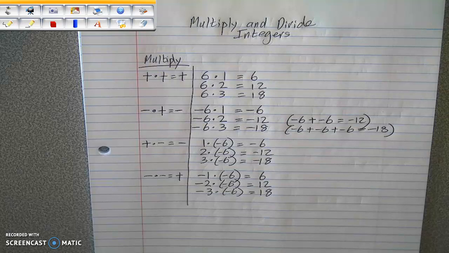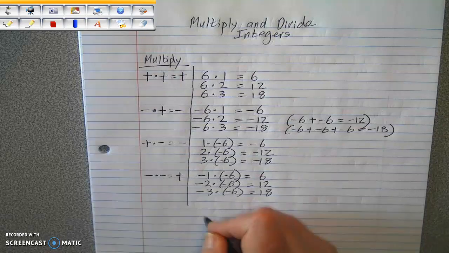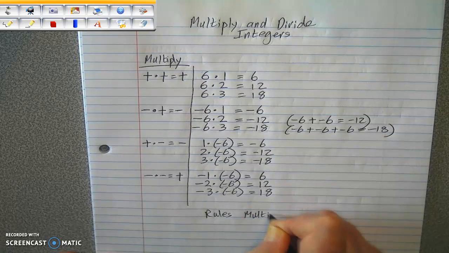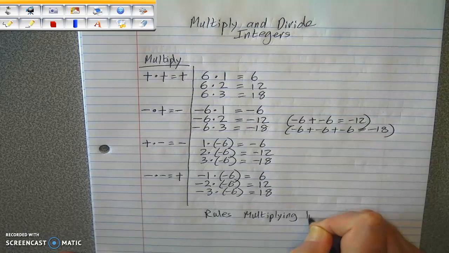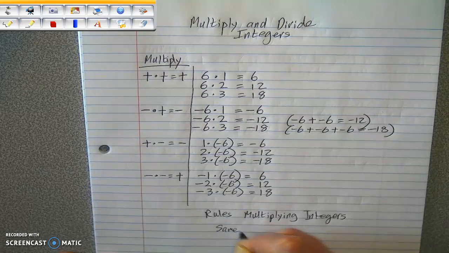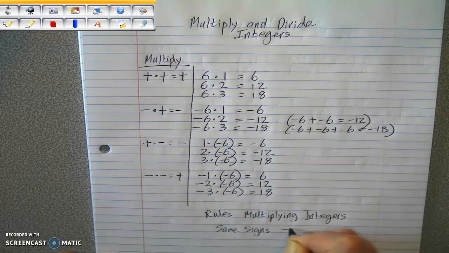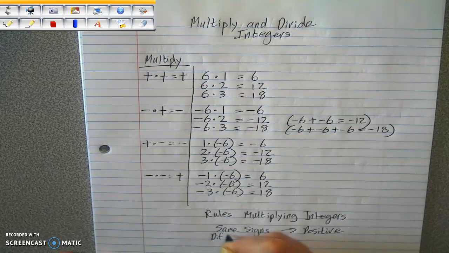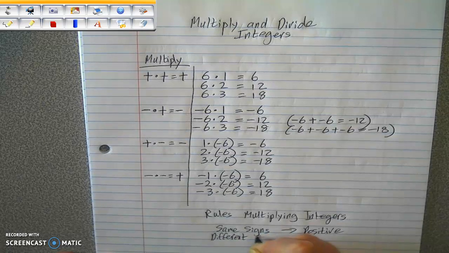Now, there's a way to sum up these rules. When the signs are the same, the result is positive. When the signs are different, the product is going to be negative. So here are the rules for multiplying integers. Same signs, the result is positive. Different signs, the product is negative.